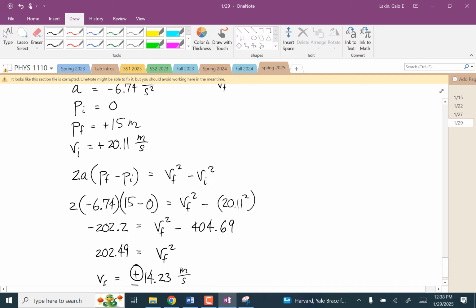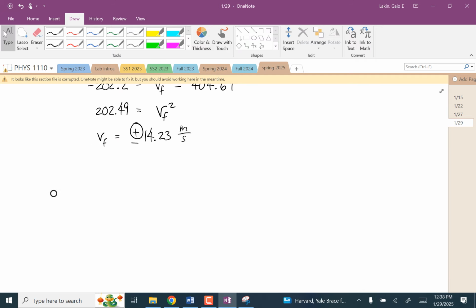So now we're going to start applying this constant acceleration stuff to free fall and projectile motion. So free fall and projectile motion.